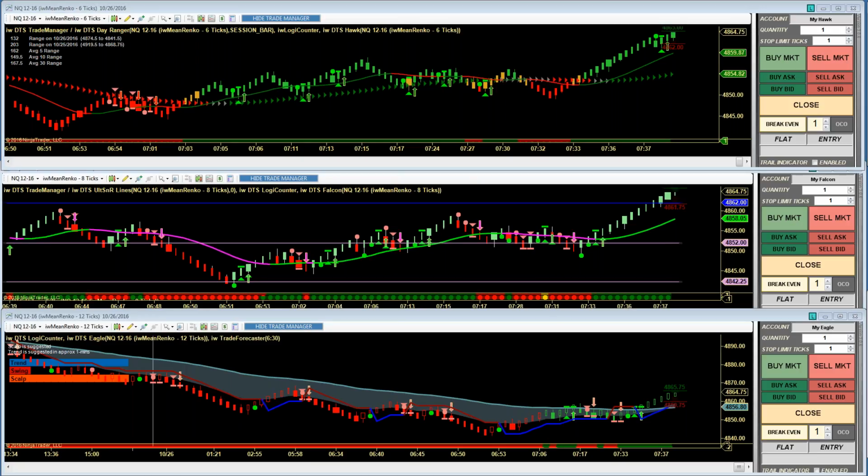Now, those settings will work for 99% of the markets you're interested in. There is the odd market that we need to refine the brick size a little bit. The most noteworthy being the E-mini S&P, where we go with a 4-tick Hawk, 4-tick Falcon, and a 6-tick Eagle.